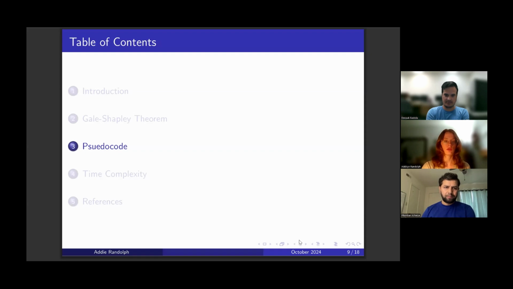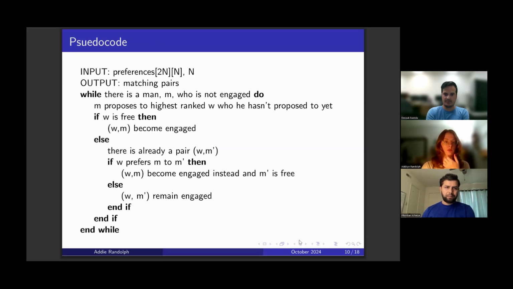Okay, so let's give some pseudocode for how this works. Maybe see it a little better. So the input, the way that I coded it up in Python, is a matrix of the preferences. The first n arrays will be the men's preferences, and then the next n arrays will be the women's preferences. It's just how I put it in order. And then we're going to output the matching pairs of men and women.